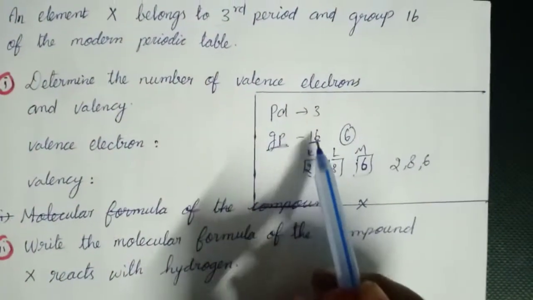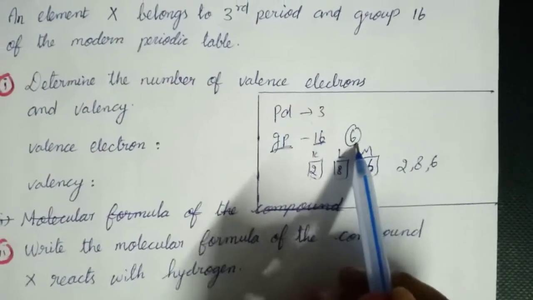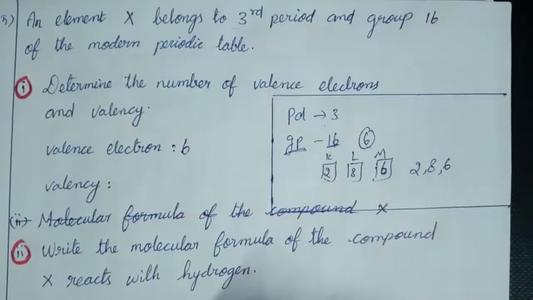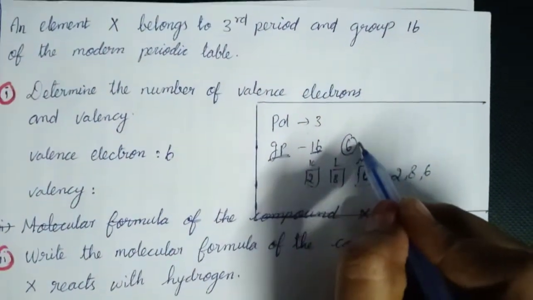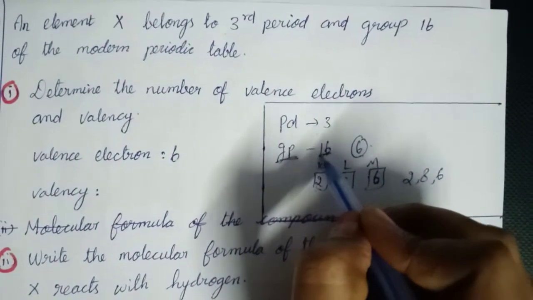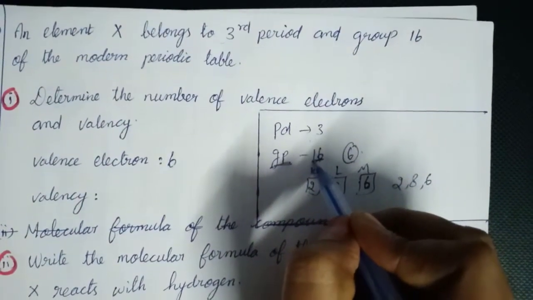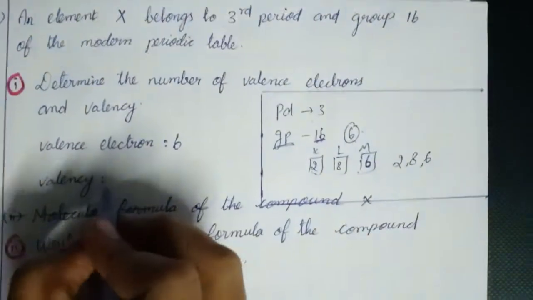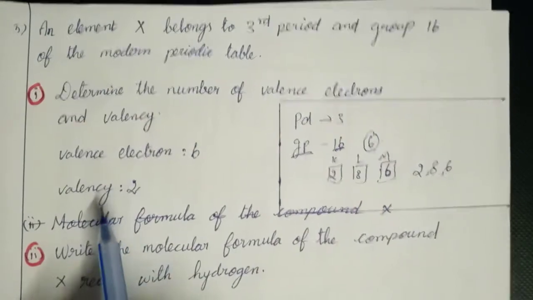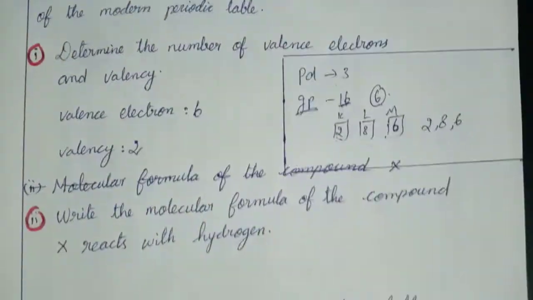Question asked: determine the number of valence electrons and its valency. Group number 16 means it has 6 valence electrons. 6 valence electrons means it belongs to the 16th group. What is the valency of the 16th group? The valency of the 16th group is 2. So the element has valency 2.